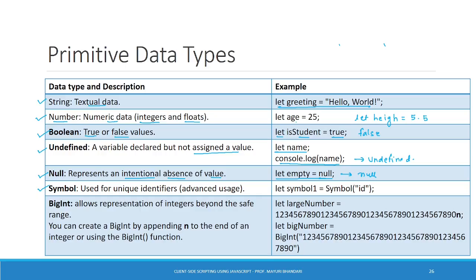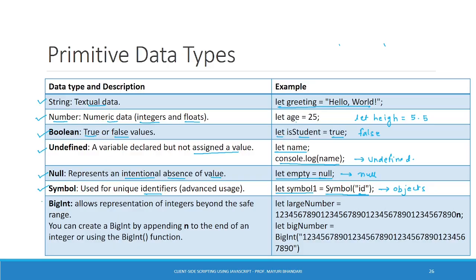Then the next data type is symbol. Symbol is used for unique identifiers. The syntax of defining a symbol is also a little bit different. Here we define one variable and then we assign it a value like a constructor. Here we are using the symbol keyword and then in brackets we are giving the value. Mostly this is used in objects to define unique identifiers.